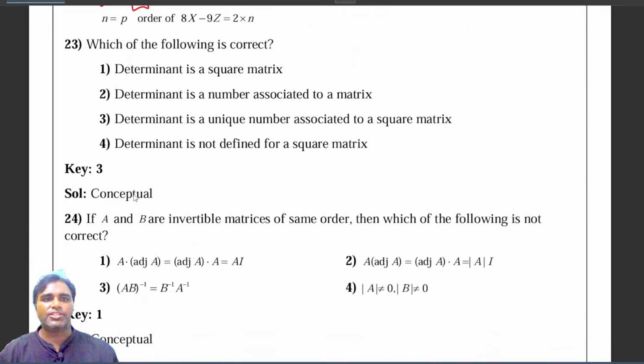23. Which of the following is correct? Determinant is a square matrix. Obviously it is not. Determinant is a number associated to a matrix. Yes, it is also correct. Determinant is a unique number associated to a square matrix. Now understand, this third is much better than the above two. The first two are also correct factually, but sometimes we have to choose the best among the options. So the third one is the best. Determinant is not defined for square matrix. This is wrong. So we are going with option 3. 23, option 3.